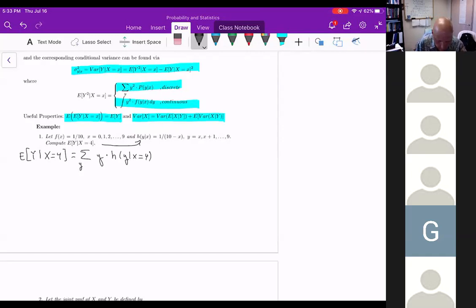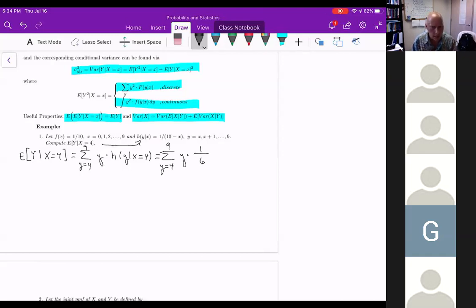Now I wrote y under the sum to the left here, and that's because since y's support depends on x, it goes from x up to 9, and we're conditioning on x taking the explicit value of 4, I know that y goes from 4 up to 9. So now I could start plugging in some details. This is the sum as y goes from 4 up to 9. And we're summing y times 1 over 10 minus 4, because x is 4. So that's going to be 1/6. But I just wanted to vocalize it so you knew where that 6 came from.